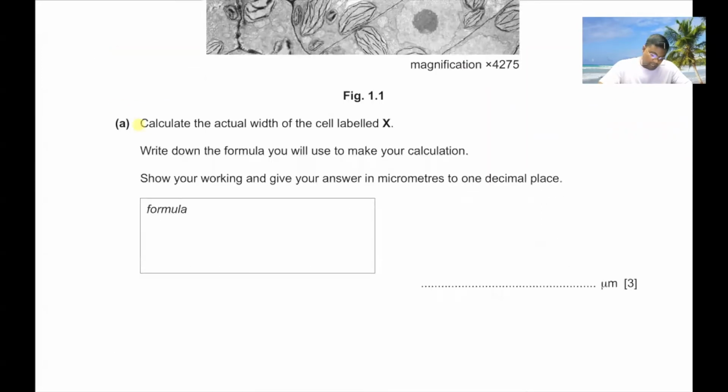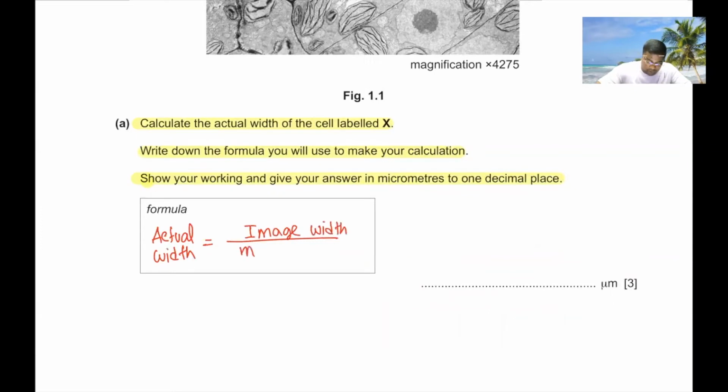Question number 1. Figure 1.1 is a transmission electron micrograph of cells from duckweed Spirodella oligorhiza. Calculate the actual width of the cell labeled X. Write down the formula you will use, show your working and give your answer in micrometers to 1 decimal place. So the formula, here we have to calculate actual width. So actual width is equal to image width divided by magnification.